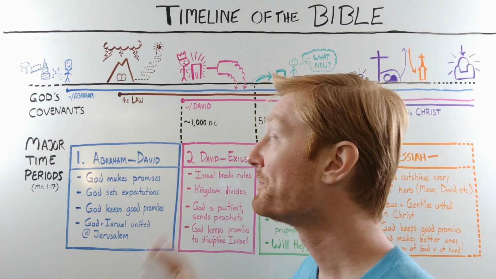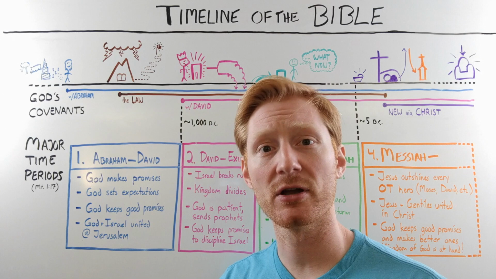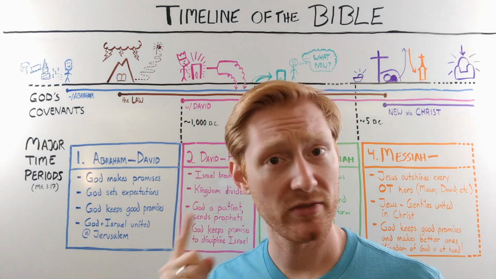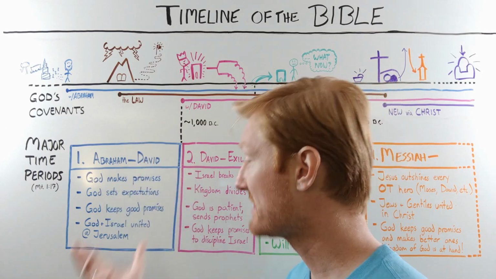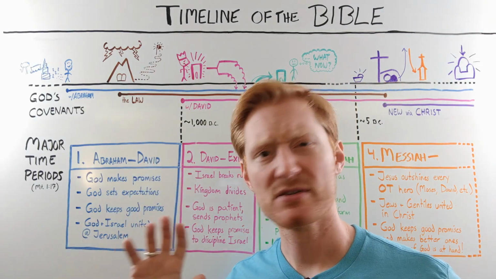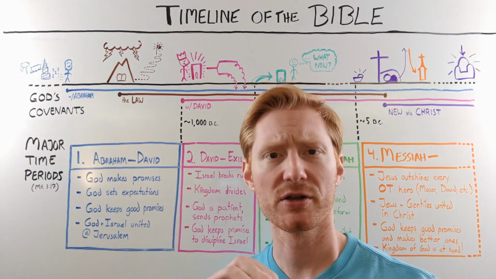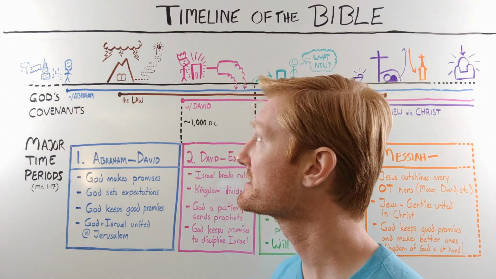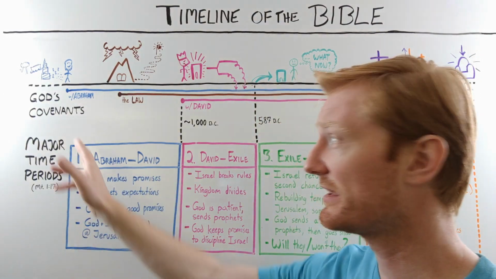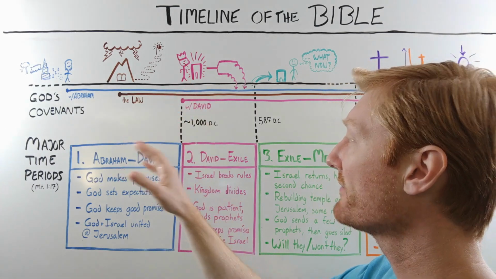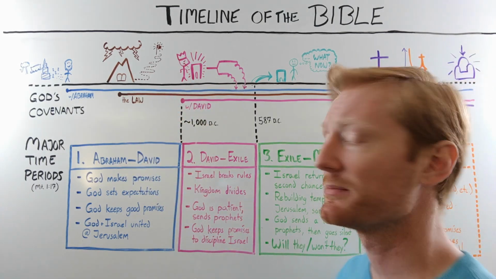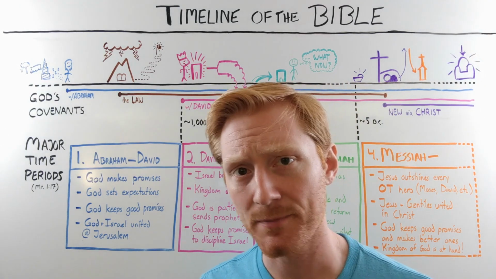And eventually, the tribes of Israel come together around one king, the good King David, and David designs a temple for God in Jerusalem. So God and all of Israel are united in this one special place. That's Abraham to David. Things just keep getting better in this chapter. And then you have not so great of a chapter. This is from David to what's called the Exile.